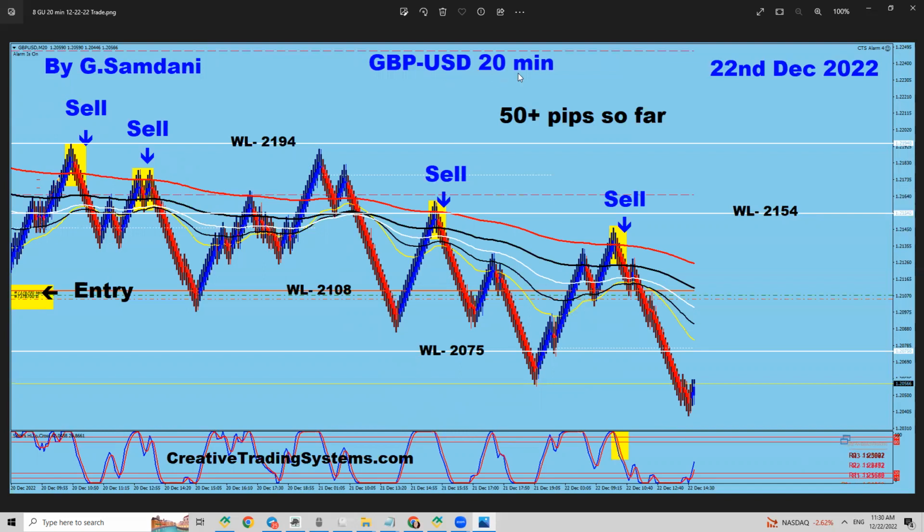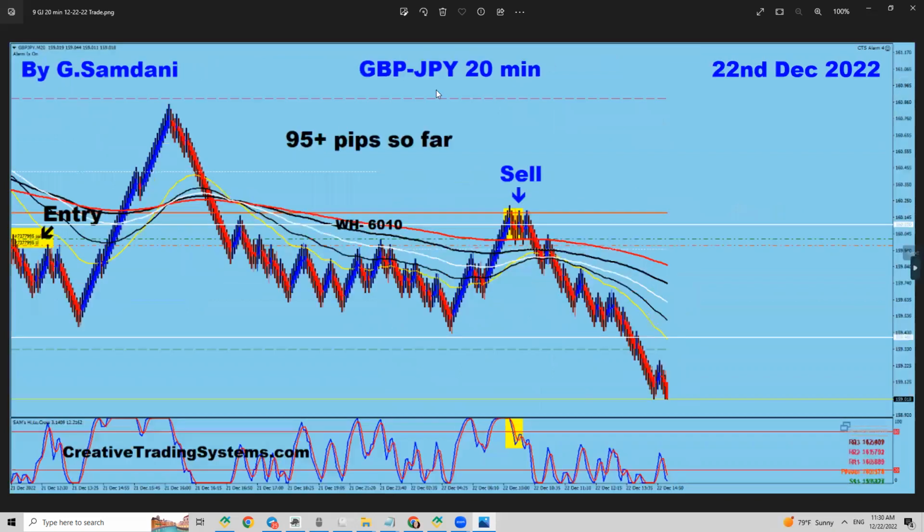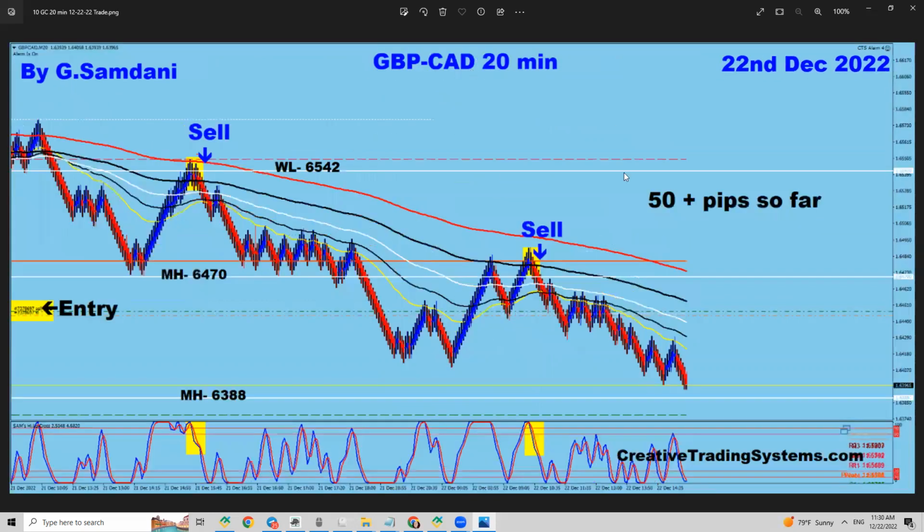So this is pound USD for 50 pip, and pound yen for 95 pip, and pound CAD for 50 pip. The one I lost was EuroCAD.